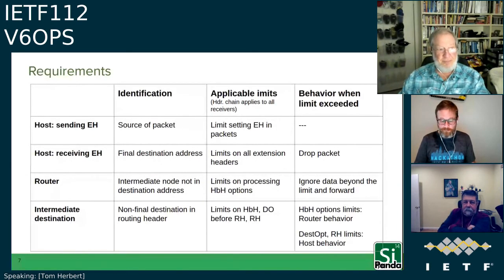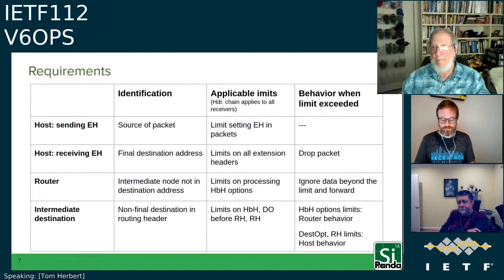So the question is, what happens when a limit is exceeded? And this is kind of important because it defines the behavior. We really divide this into two classes. One is end hosts that are receiving packets and the other is intermediate devices. General rule of thumb is intermediate devices should not drop just because a limit like this was exceeded. And it's pretty easy. RFC 8200, for instance, already mentions that packets should not be dropped.